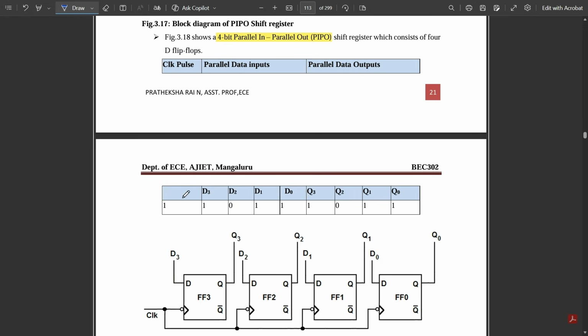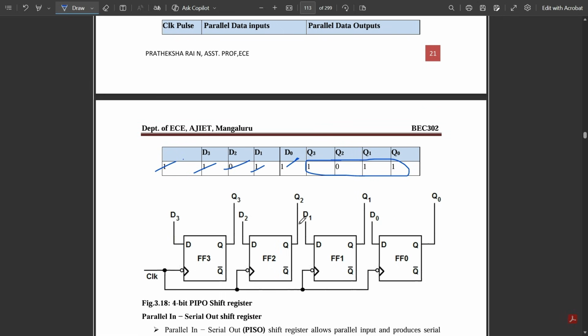in parallel out, whatever data is sent through the D flip flops, the same data we would be getting back in terms of bits here. That is parallel in, parallel out. So you see here they have given only one clock pulse, and whatever data is assigned, that is D3, D2, D1, D0, that only would be stored at Q3, Q2, Q1, Q0.